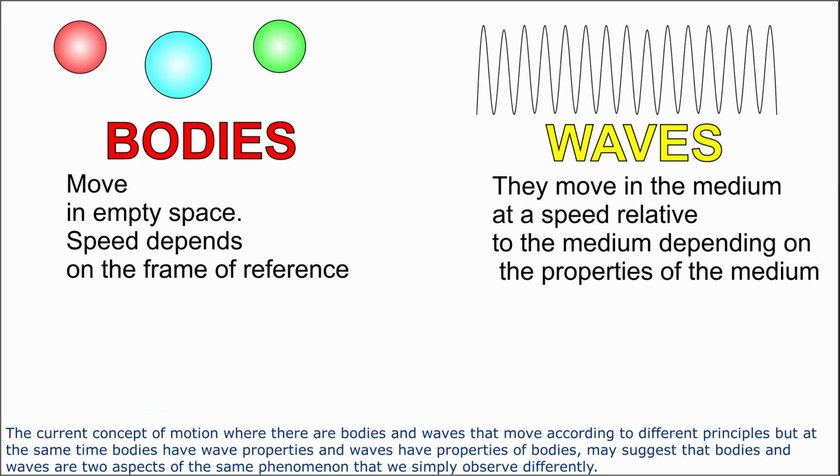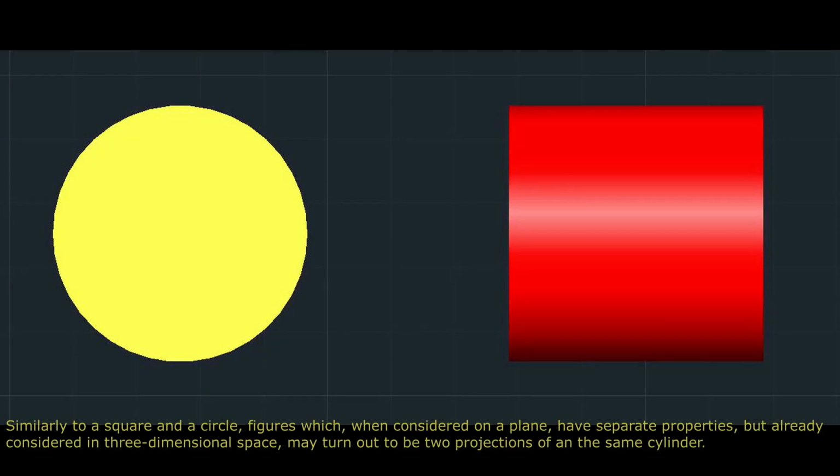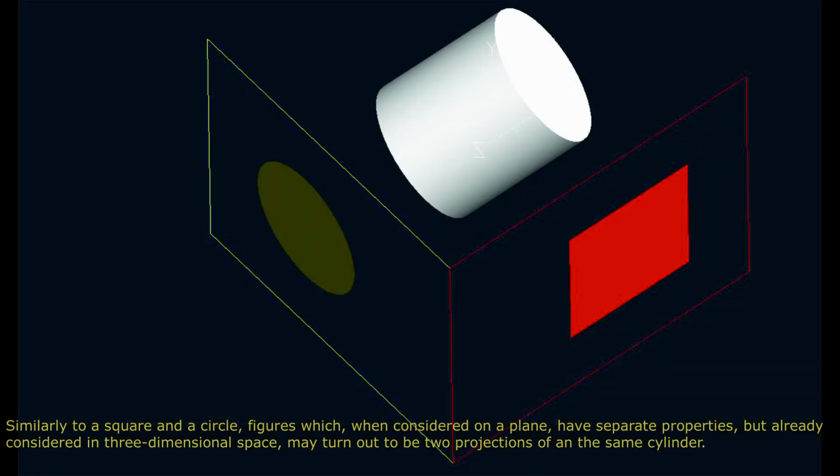The current concept of motion, where there are bodies and waves that move according to different principles, but at the same time bodies have wave properties and waves have properties of bodies, may suggest that bodies and waves are two aspects of the same phenomenon that we simply observe differently. Similarly to a square and a circle, figures which when considered on a plane have separate properties, but already considered in three-dimensional space may turn out to be two projections of the same cylinder.